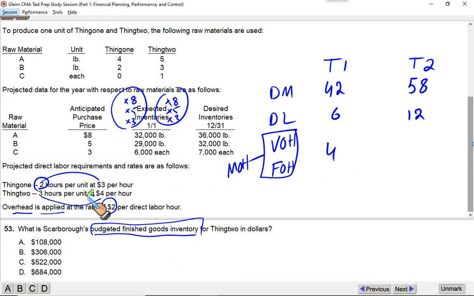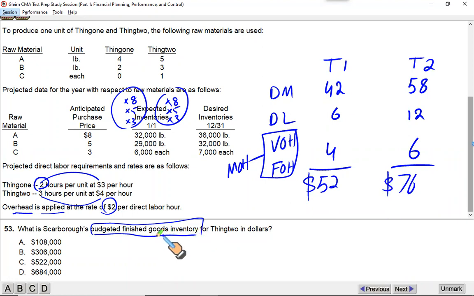Same goes for thing 2. 3 hours are needed, and each hour of labor is charged at $2 for manufacturing overhead. So 2 times 3, $6. So your full cost of production for thing 1 is 42 plus 6 plus 4. That is $52 per unit. And 58 plus 12 plus 6, $76. This is the full cost of production for thing 2.